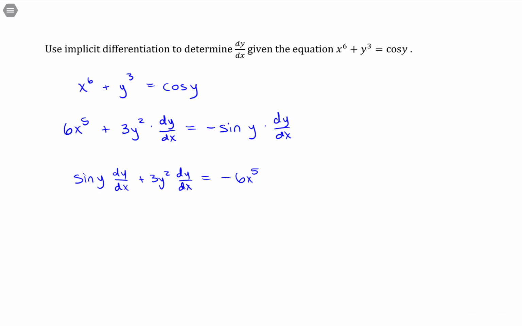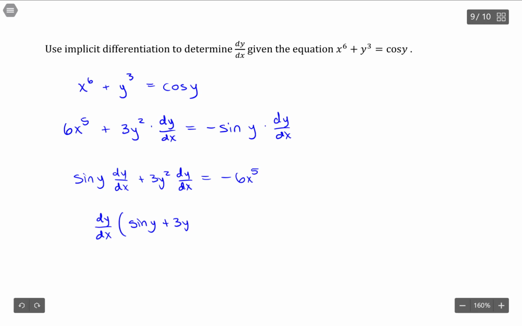I can factor out dy/dx from the two terms on the left-hand side. And that leaves me the ability to just divide that remaining term over. So I have dy/dx equals negative 6x to the fifth over sine y plus 3y squared.